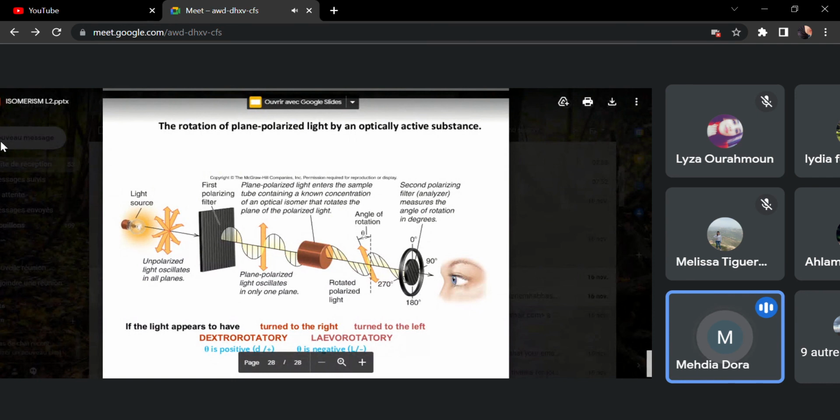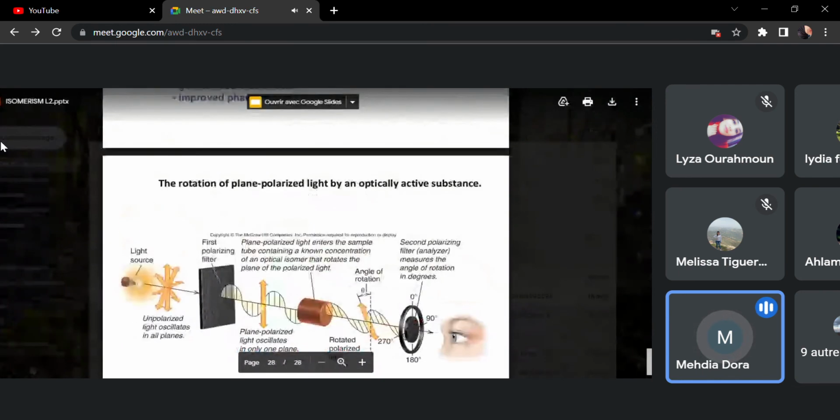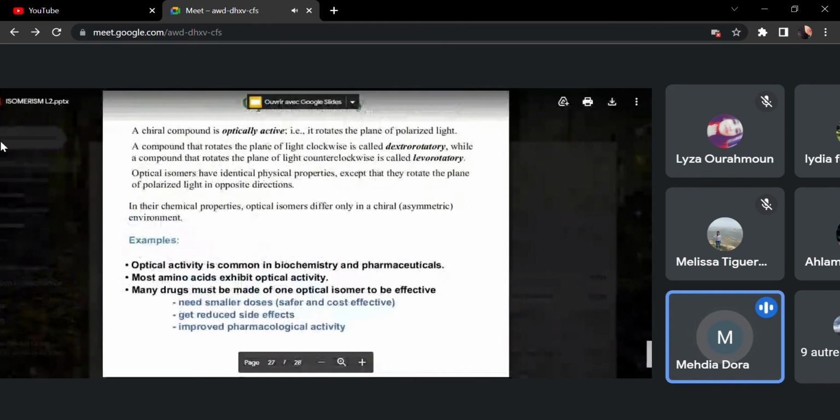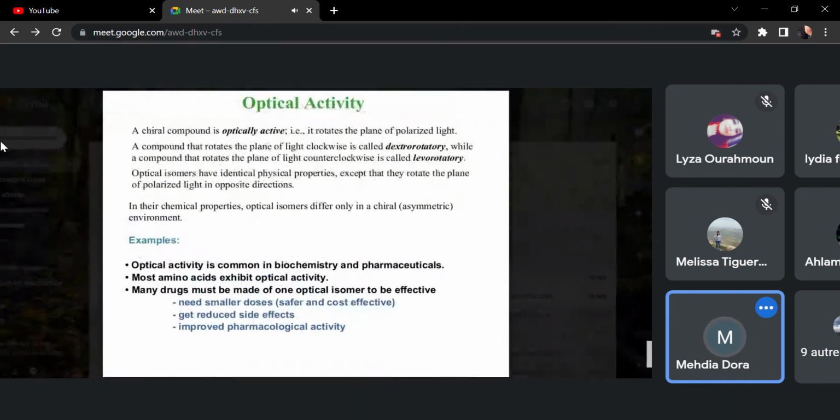Okay, so we do have some examples in the 27th slide. I write here what you need to know about this optical activity. It is common in biochemistry and pharmaceuticals. Most amino acids exhibit optical activity. Amino acids are the most important isomers to use in the pharmaceutical industry, and of course they are safer and have low cost, etc. Okay, and we have the end.